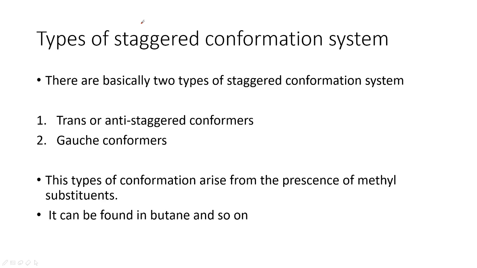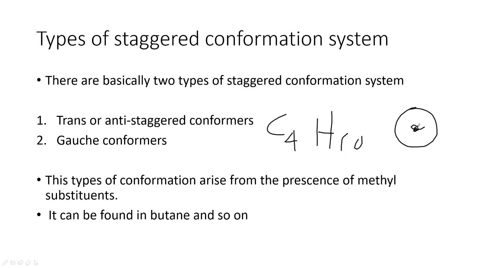Now this staggered conformer that I talked about earlier, there are two different types of it also. The first one is the trans or anti-staggered conformer, and the second is the gauche conformer. These two different types of conformers are still under the staggered conformer. They are just different types under it, and they are mostly found in compounds that contain more than two carbon atoms. Something like butane, if I use it as an example. We all know that when we're talking about Newman projection, we're only dealing with two carbons, and butane is C4H10.